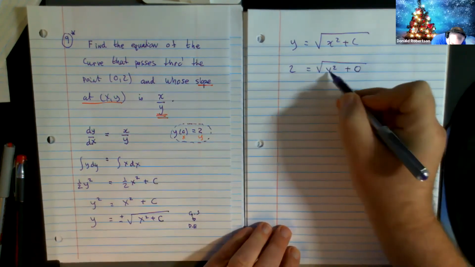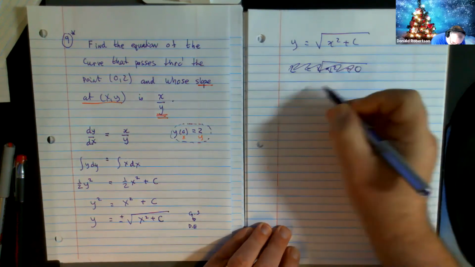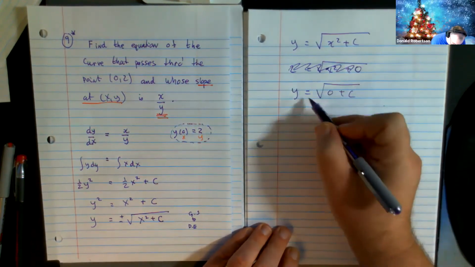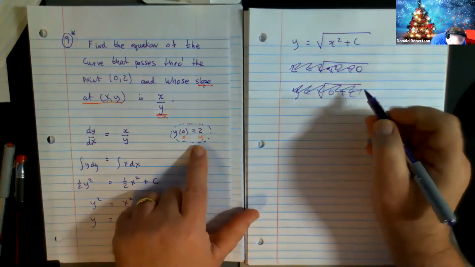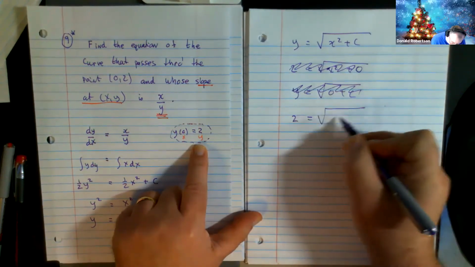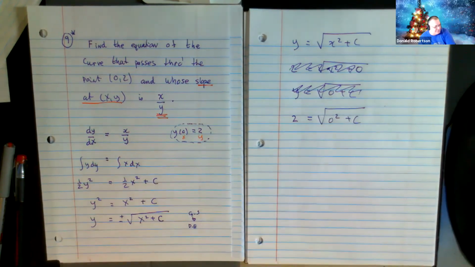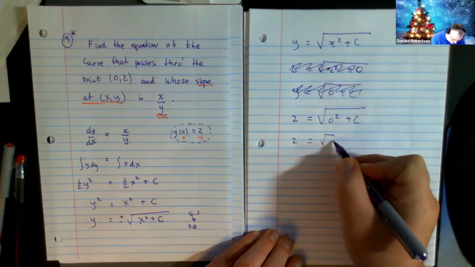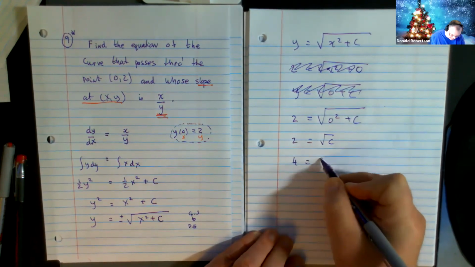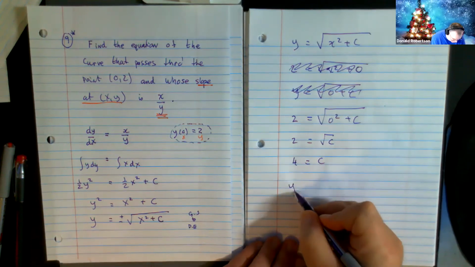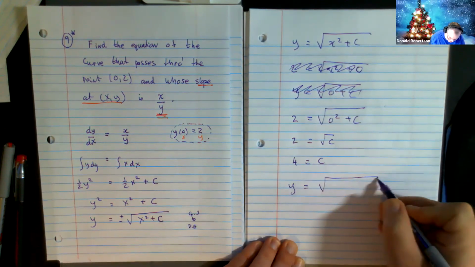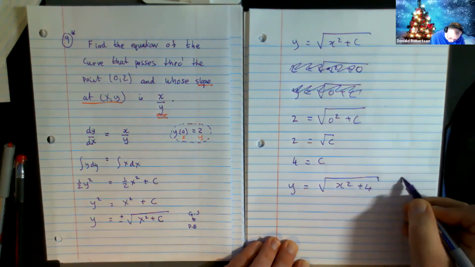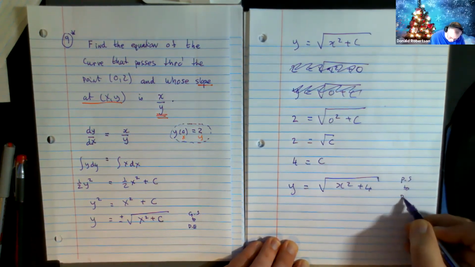I just read that the wrong way around. There we go. Two things at once. 2 equals the square root of 0 squared plus c. Got it right. Finally done it in the right order. That makes 2 is the square root of c, and that makes c is 4, which means we now have a positive square root of x squared plus 4. And that is a particular solution to our differential equation.